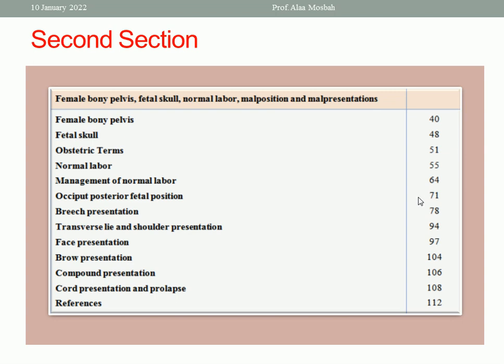Then the management of normal labor, then some malposition like occipital posterior, and the malpresentations like breech presentation, transverse lie, face presentation, brow presentation, compound presentation, cord presentation, and prolapse, and lastly references at page 112.